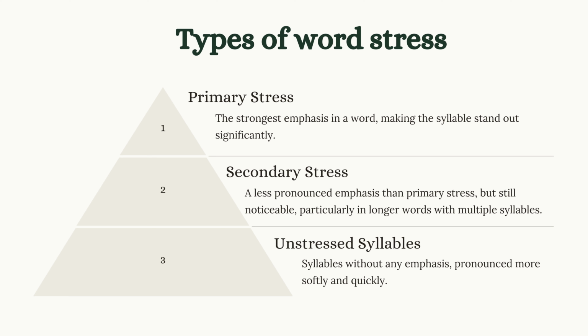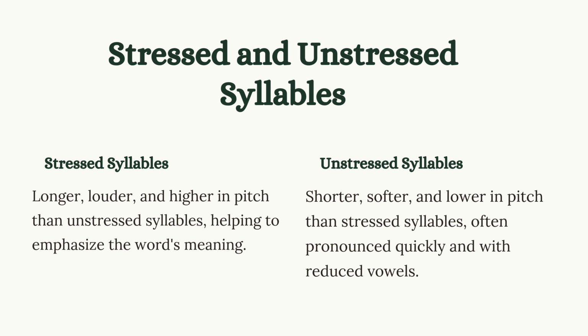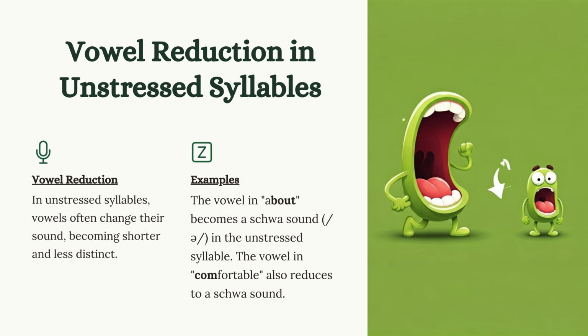Now that we understand the importance of word stress and its types, let's take a closer look at how stressed and unstressed syllables function in speech. Stressed syllables are longer, louder, and higher in pitch than unstressed syllables, helping to emphasize the word's meaning. Whereas the unstressed syllables are shorter, softer, and lower in pitch than stressed syllables, often pronounced quickly and with reduced vowels. Having explored the characteristics of stressed and unstressed syllables, we can now examine the concept of vowel reduction in unstressed syllables and how it affects pronunciation.